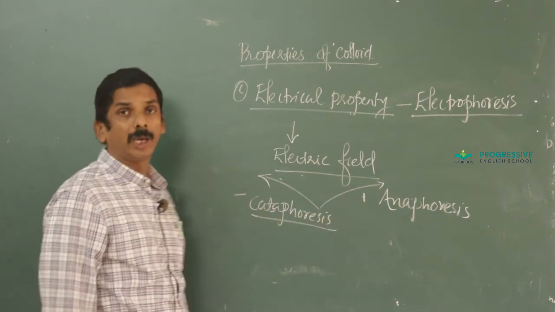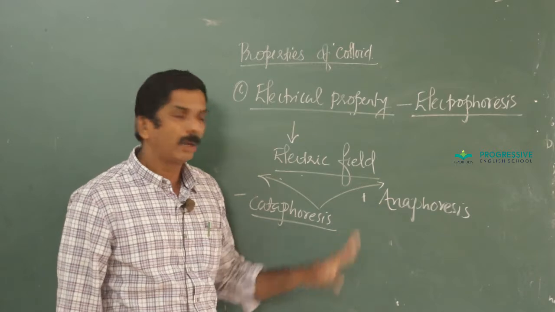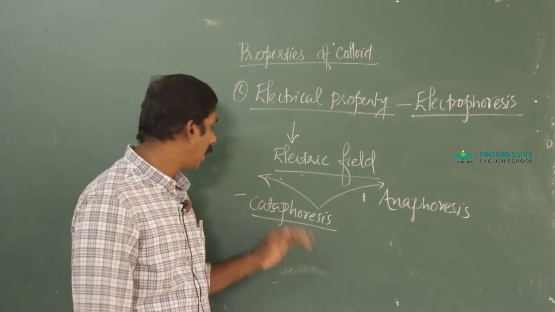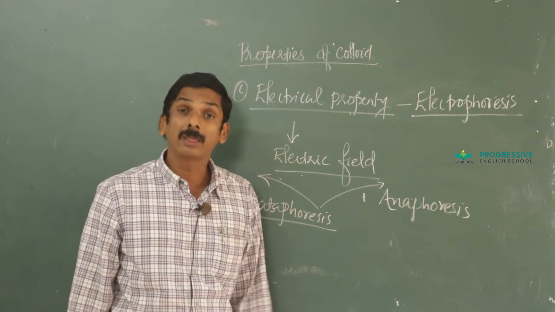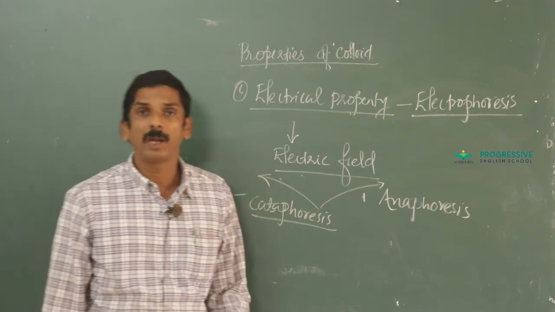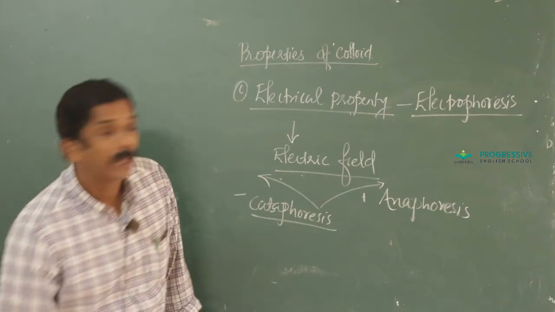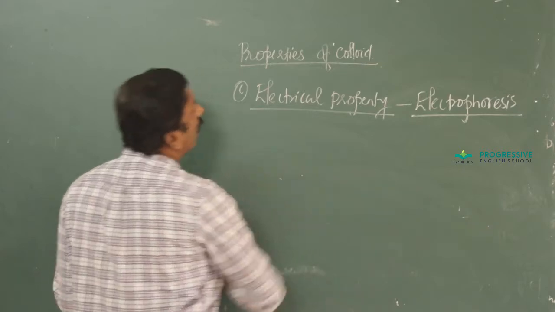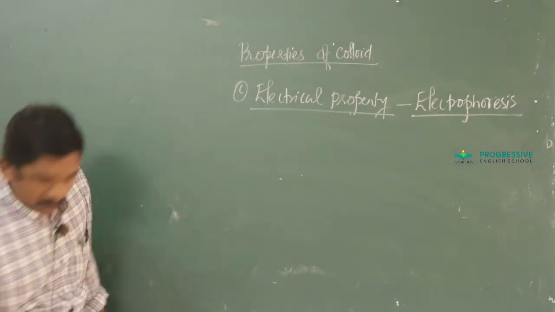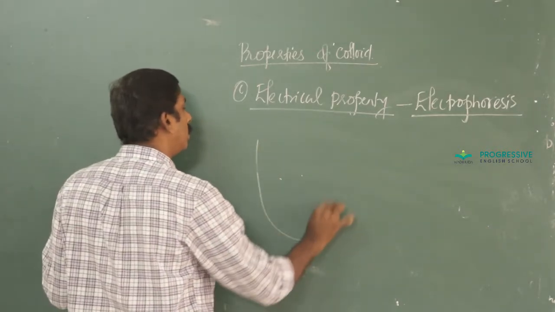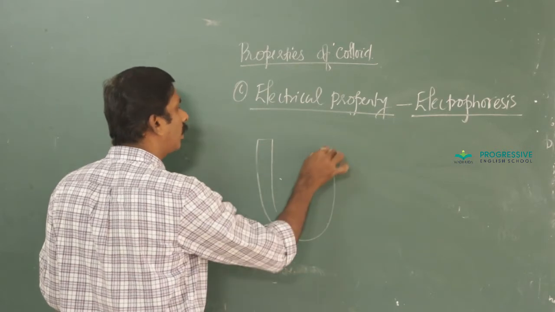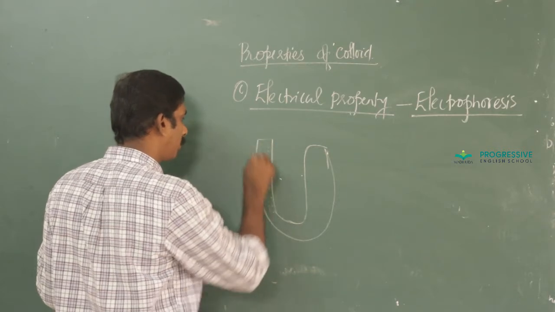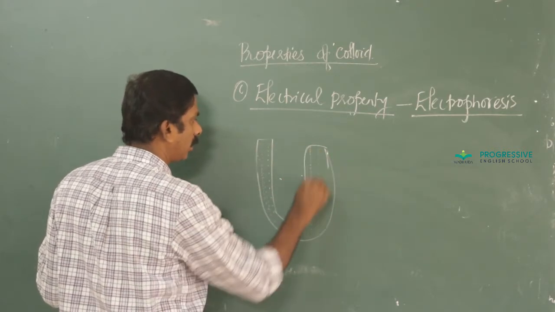If it undergoes anaphoresis, migrating towards anode, the charge of the colloidal particle is negative, and if it migrates towards cathode, the charge on the colloidal particle is positive. And in order to understand this concept, you just note this pictorial representation.